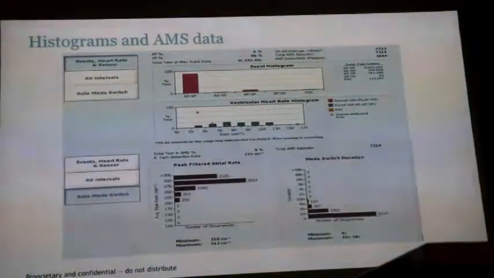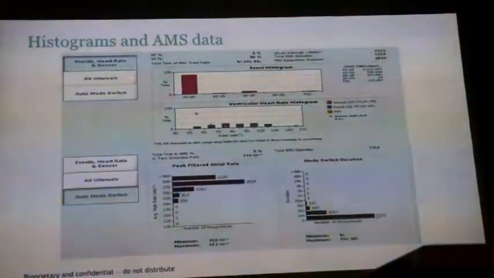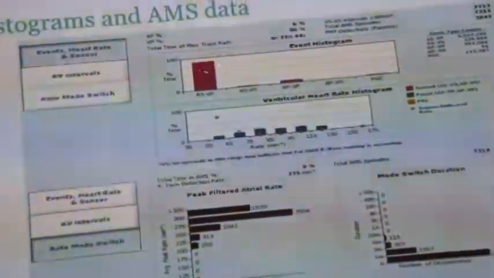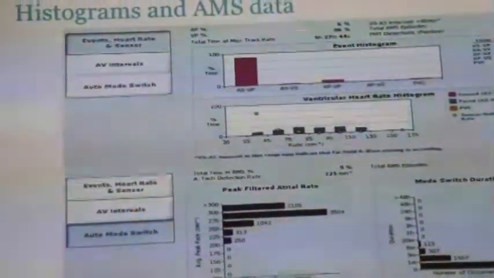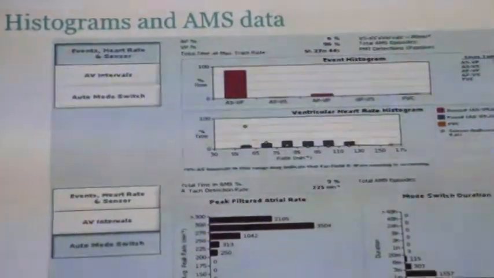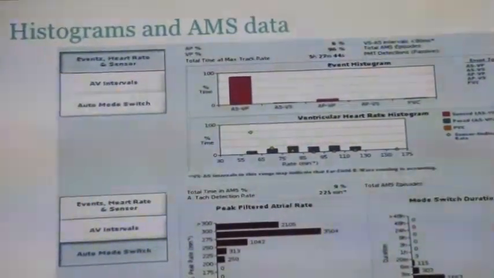Remember, this is a CRT-D. Heart rate histograms. So, here's his event histogram. So, he's pacing 96% of the time. Okay, that's not enough. It has to be 99 or 100, right? Preferably 100, right, with biventricular pacing. He's only 96. We should make that better, right? So we need to work out why he's doing that.